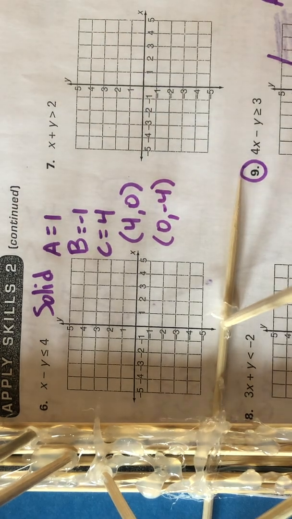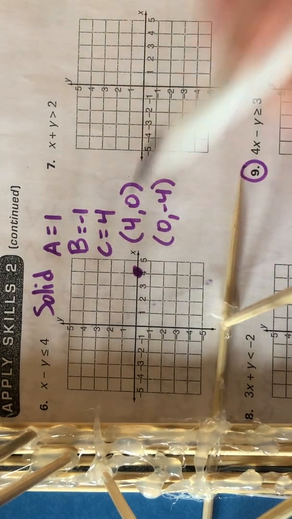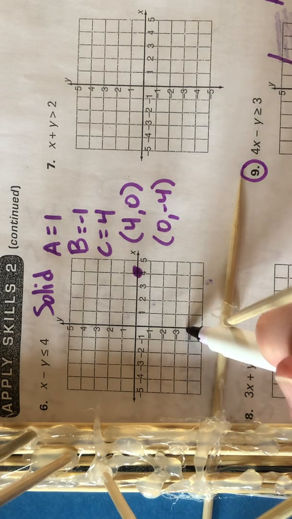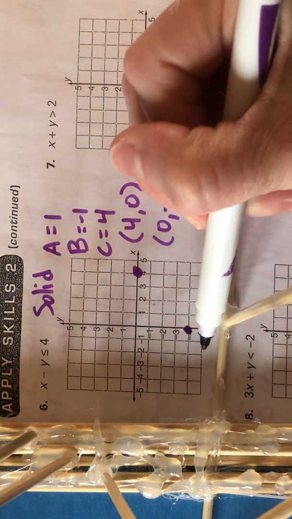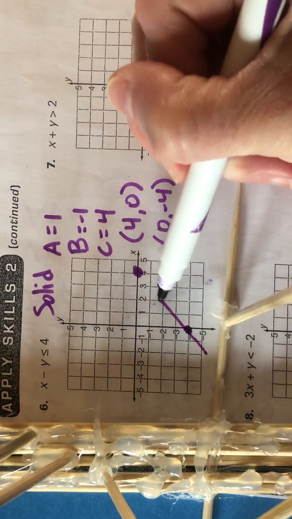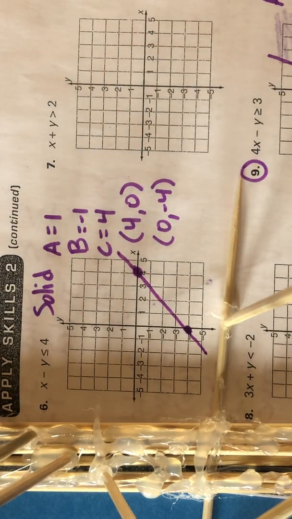So now I'm going to plot those 2 points. (4, 0) is over here. And (0, -4) is over there. And this is a solid line. So there's my line. Looking good.